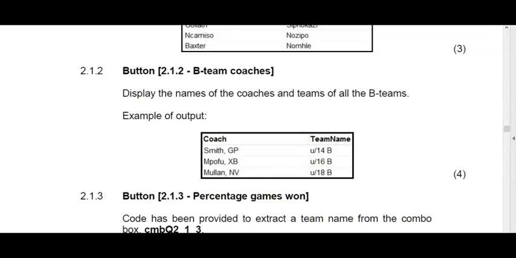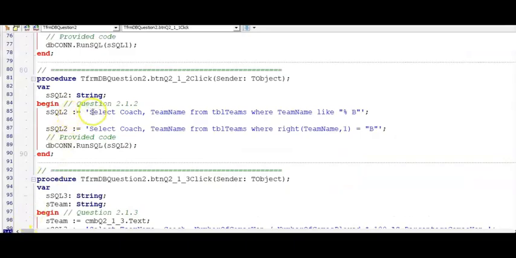Here we were required to display the name of the coaches, and that sat in the table TBL Teams. And our condition was that we only wanted to see B teams. So you had to write code to find any record where the team name ended with B, and there are more than one solution. So here's my first solution. I have a select with the coach name and the team name from TBL Teams. The team name appears in both tables, but since I need to display the coach, I'm going to use TBL Teams because coach only sits in TBL Teams.